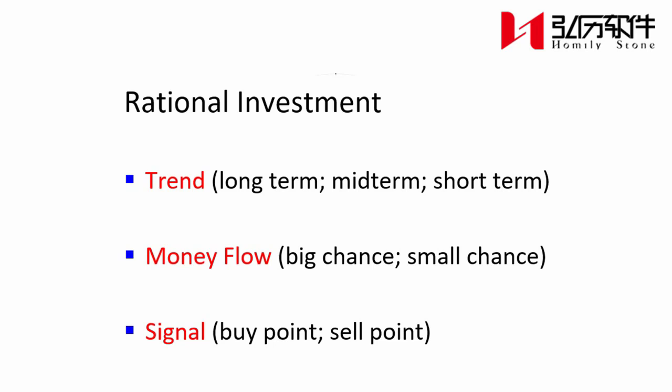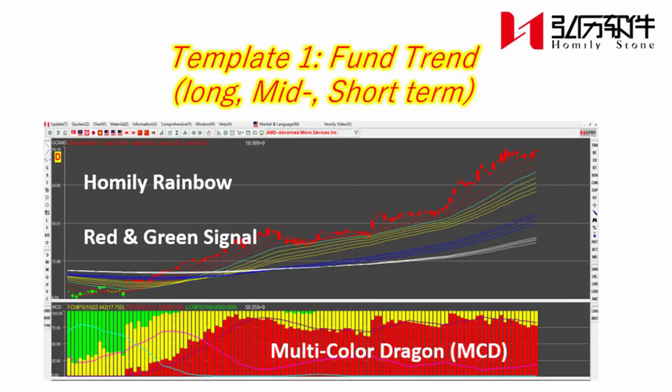The third step is the signal. The signal can tell us the buy point and sell point. Okay, so the first template, Fortran, it's like this. This template itself can help us. Whether you do long term, mid term, or even short term, this template can help.